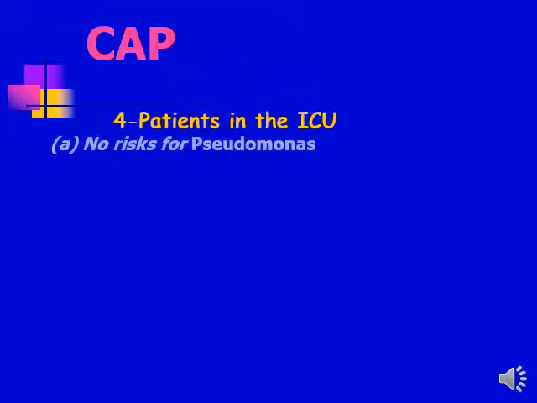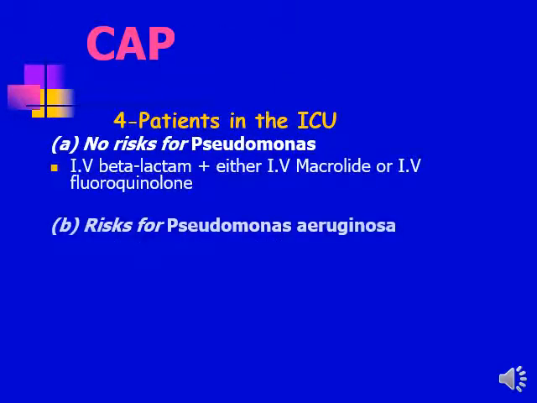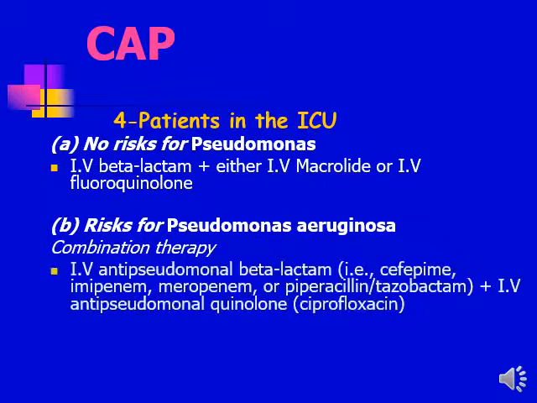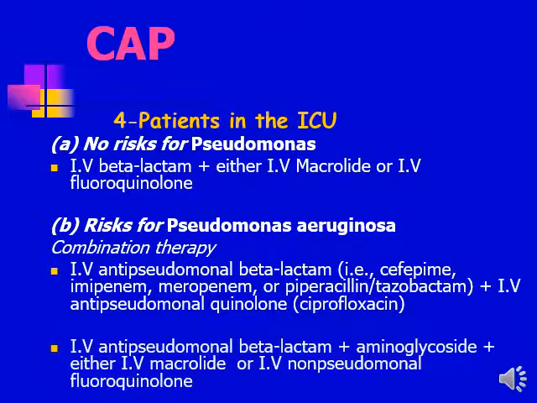If the patient is in ICU, I have to assess whether there is a risk for Pseudomonas or no risk for Pseudomonas. If there is a risk for Pseudomonas, I have to give a combination therapy: IV anti-pseudomonal beta-lactam plus IV anti-pseudomonal quinolone, or IV anti-pseudomonal beta-lactam plus aminoglycoside, or IV macrolides or anti-pseudomonal fluoroquinolone.